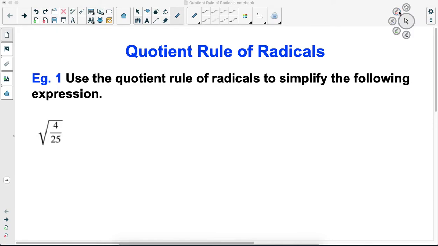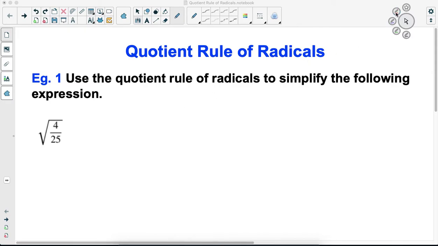Welcome. In this video, we'll be using the quotient rule of radicals to simplify expressions. Let's take a look at our first example. Example 1. Use the quotient rule of radicals to simplify the following expression. The square root of the quotient 4 divided by 25.